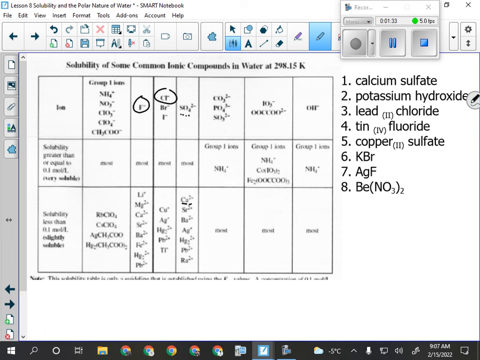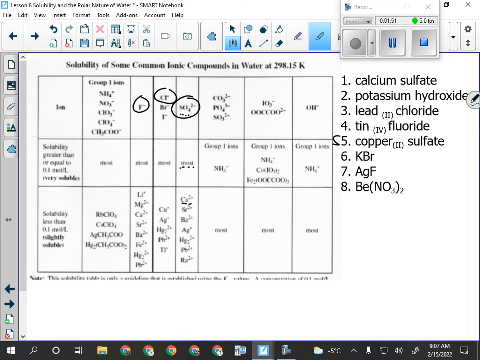So that one, tin fluoride, is soluble. For number 5, copper 2 sulfate. We find sulfate, it's right here, soluble with most things. Copper's not listed in the third row, so that stuff would be soluble.